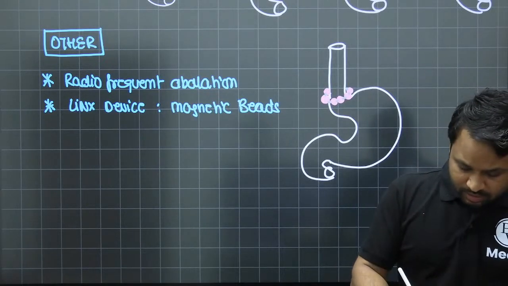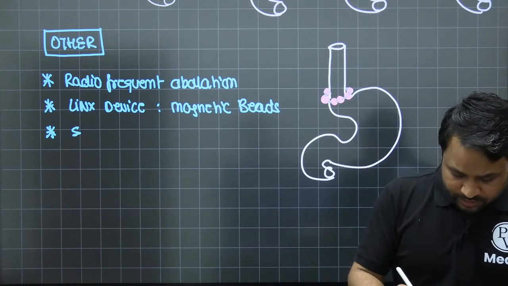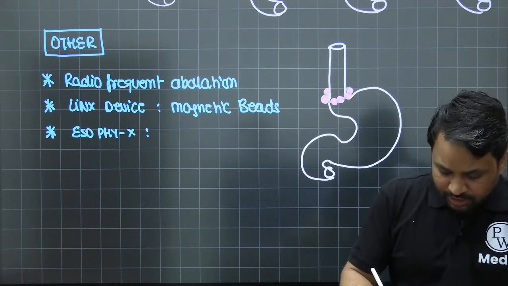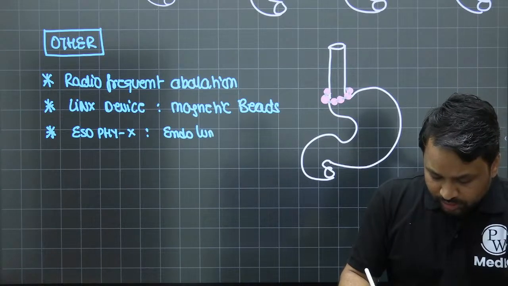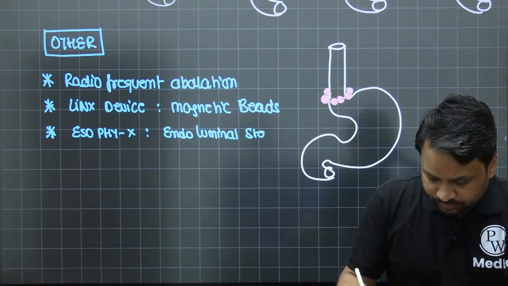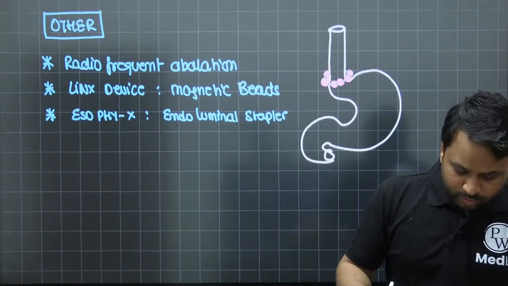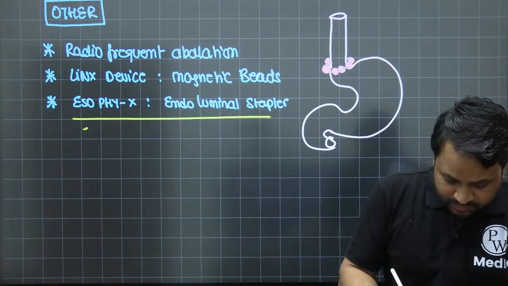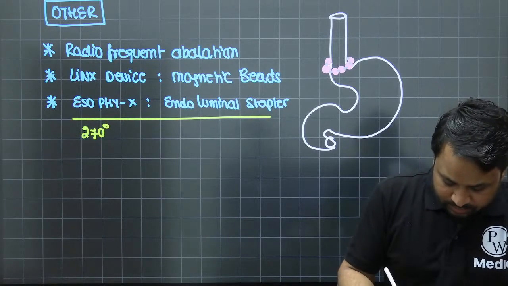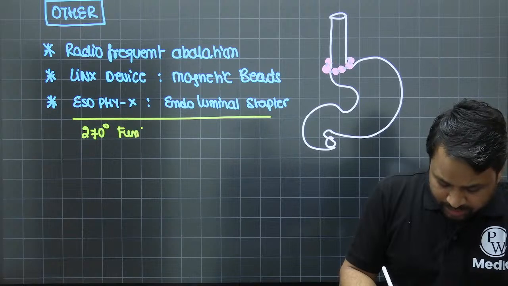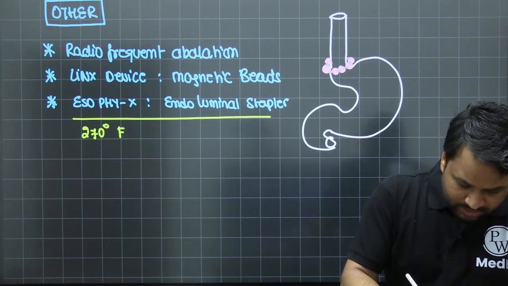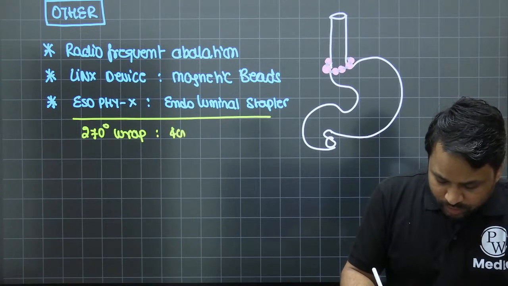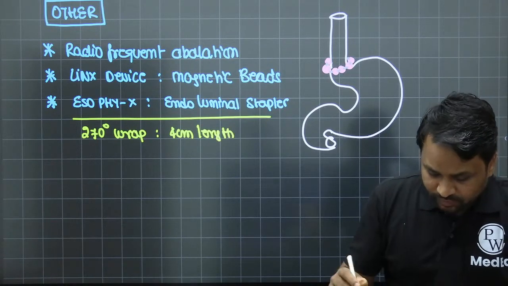Now another newer technique that you have is what is called esophagus. Now esophagus is actually an endoluminal stapler. So what you can achieve with an esophagus, you can achieve a 270 degrees fundoplication, or I can say a 270 degrees wrap. Rather than saying a fundoplication, it's a 270-degree wrap of 4 centimeters length.